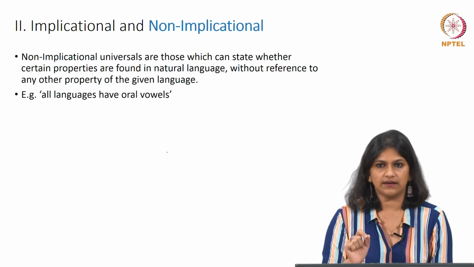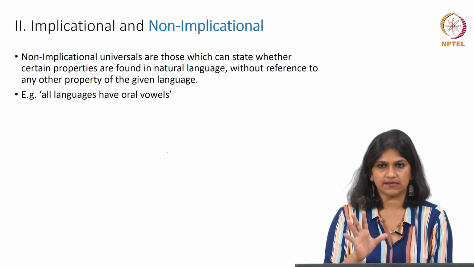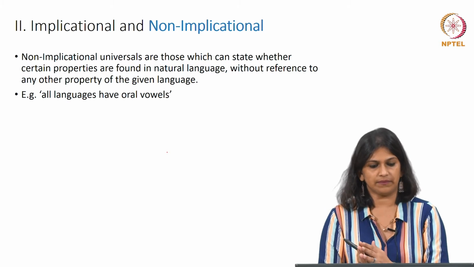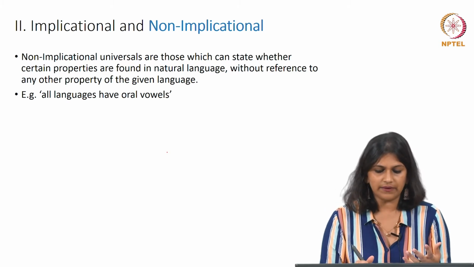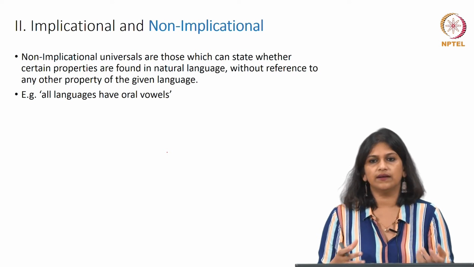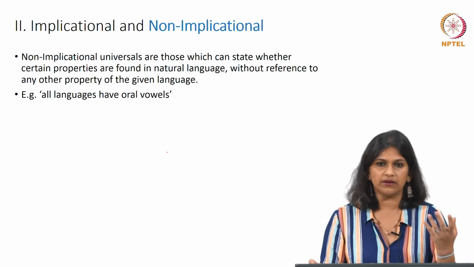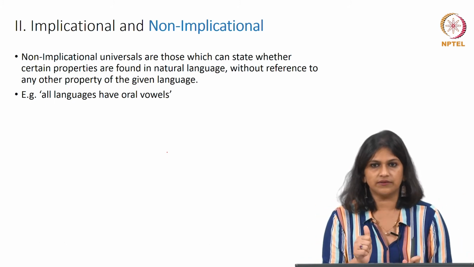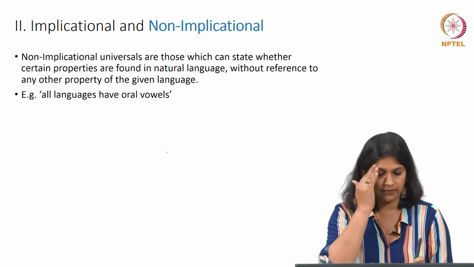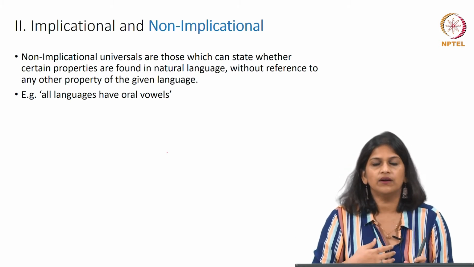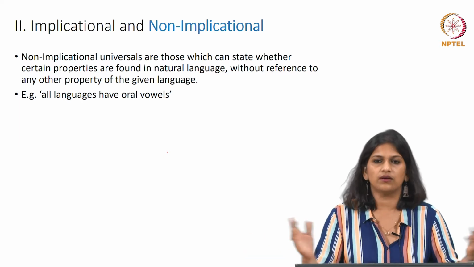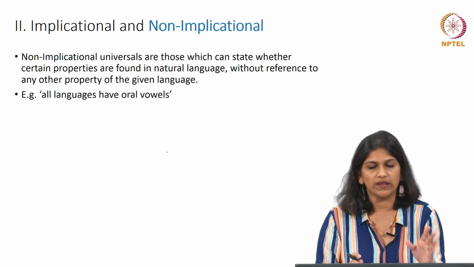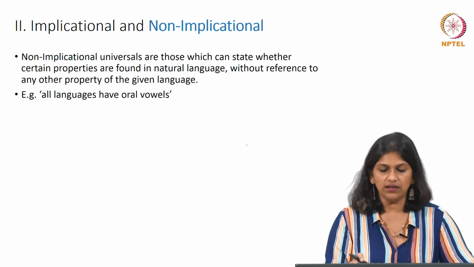The linguistic phenomenon that has been discussed here is going to be considered independent of any other linguistic phenomenon in the same language. Let us say all languages have oral vowels, that does not mean that it has any connection with the consonants. So, consonants may or may not be there, that is none of our business. But for sure the non-implicational universal is that all languages, natural or the human languages, they have oral vowels. So, that is available across the languages. So, that is called non-implicational. It does not have any connection with any other kinds of conditional sentences.